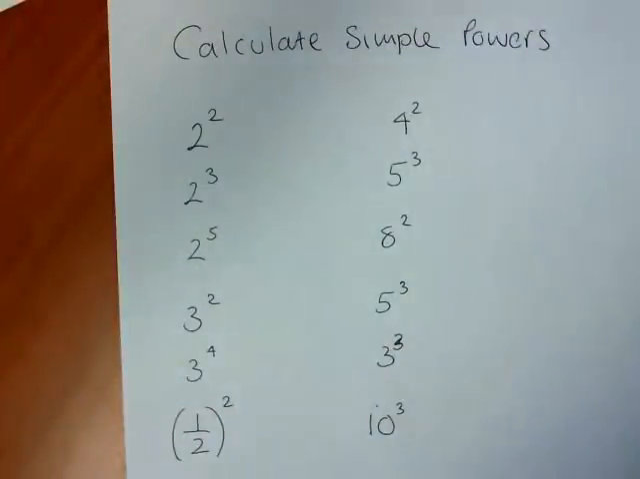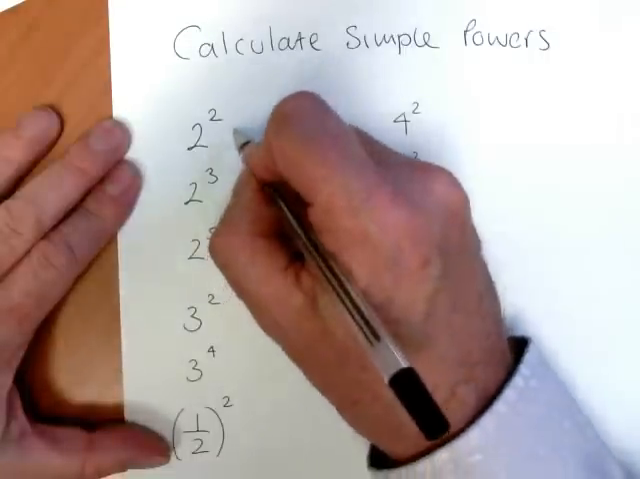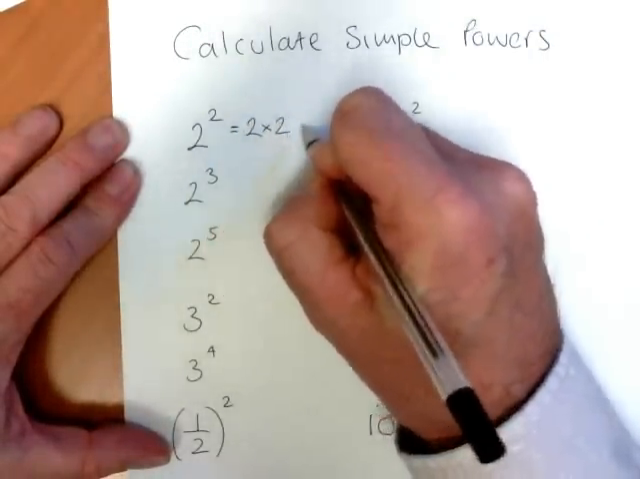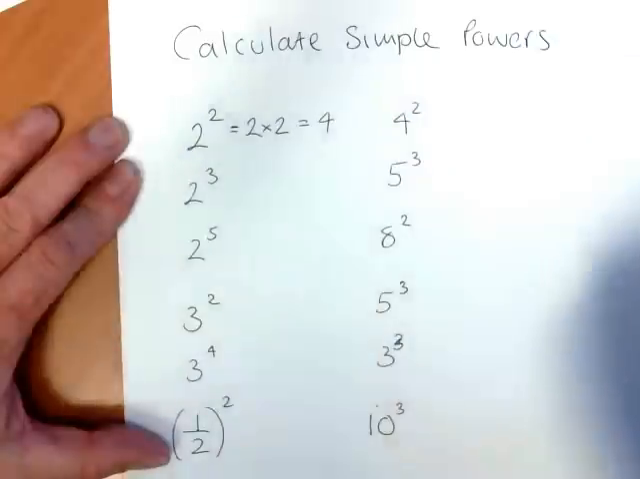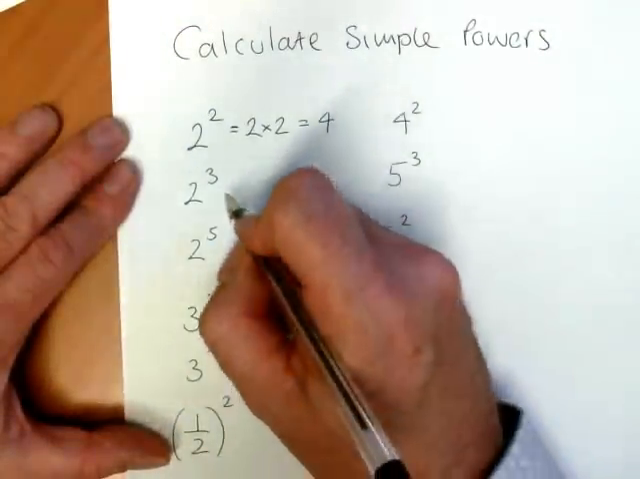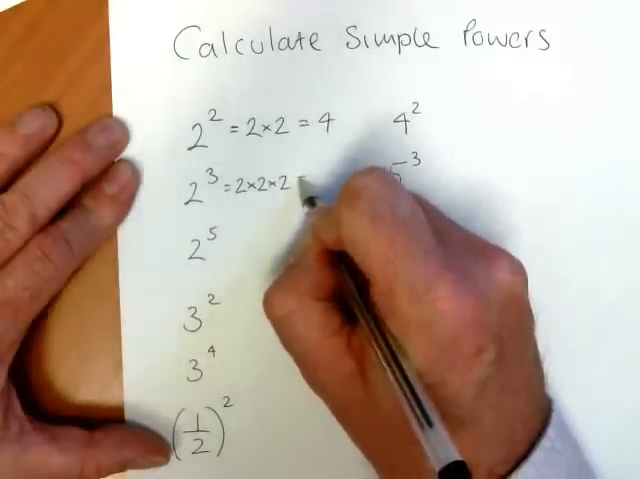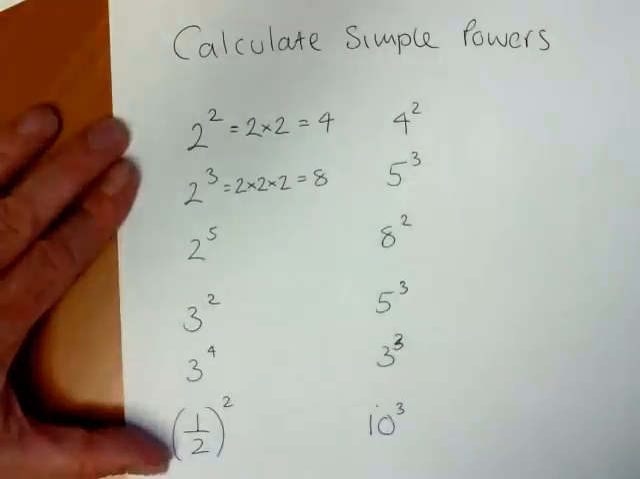So in this video, I'm going to show you how to calculate simple powers. So 2 squared means 2 times 2. I'm sure you all know that equals 4. Now 2 cubed is 2 times 2 times 2. And you should be able to work out that comes to 8.